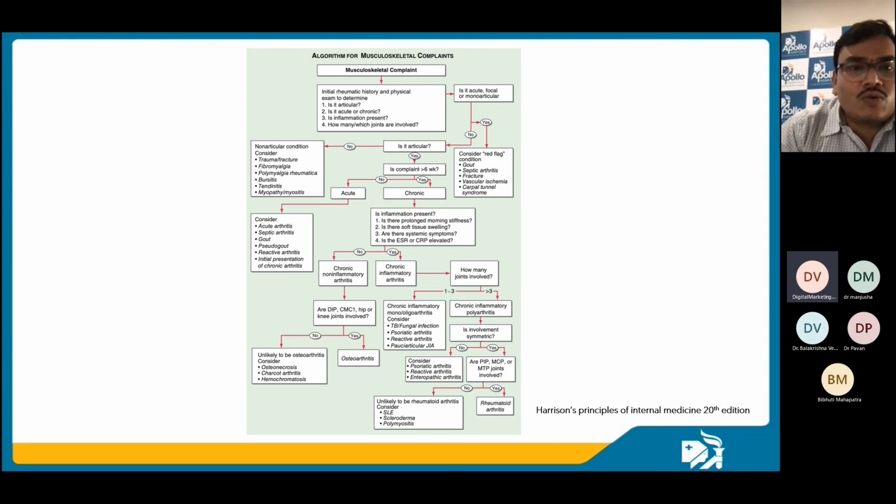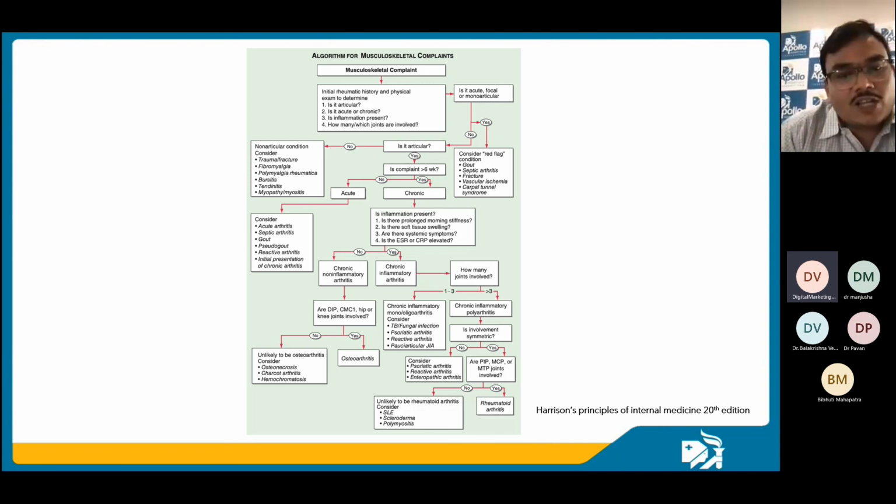If the answer is no, then you have to ask whether the arthritis is articular or periarticular or non-articular. If non-articular conditions, you have to consider trauma, fibromyalgia, polymyalgia rheumatica, bursitis, tendinitis, and myopathy or myositis. If it is articular, then you will have to ask the next question: what is the duration of arthritis, whether it is acute or chronic. If it is acute, our differentials will be infection related or crystal related predominantly. Whether it is septic arthritis, gout, pseudo gout, or reactive arthritis will be our differential diagnosis.